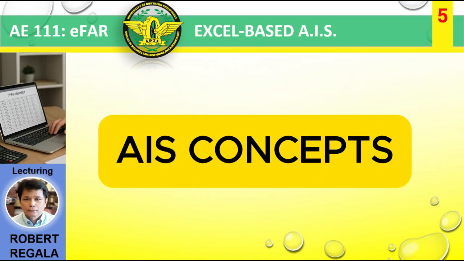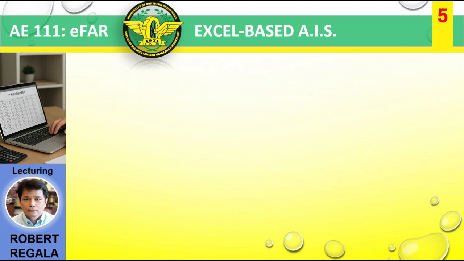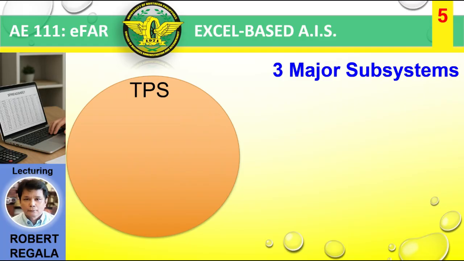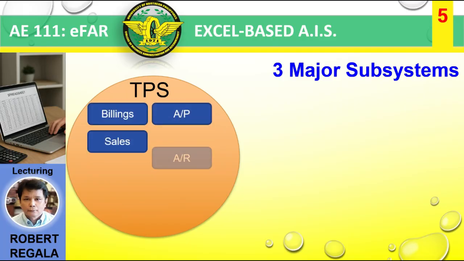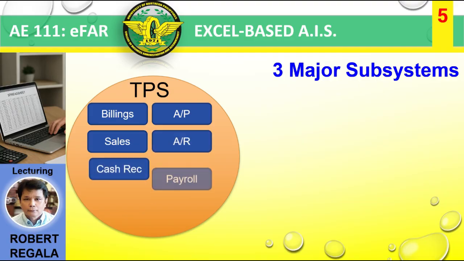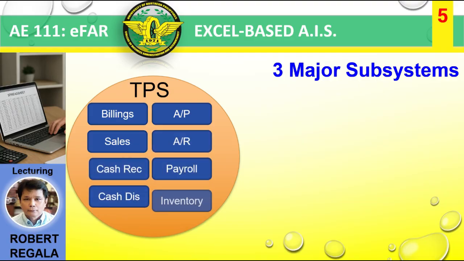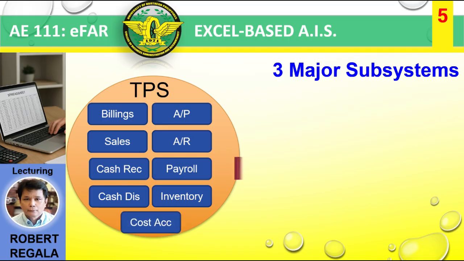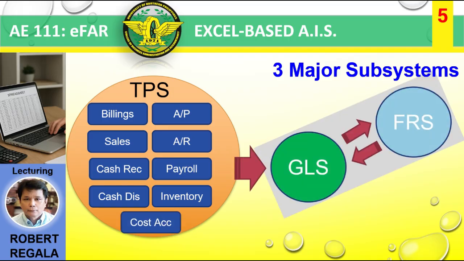Accounting information system concepts. The AIS is composed of three major subsystems, namely, 1. The Transaction Processing Systems, or TPS, which supports daily business operations with numerous reports, documents, and messages for users throughout the organization. 2. The General Ledger Financial Reporting System, or GLFRS, which produces the traditional financial statements, such as the income statement, balance sheet, statement of cash flows, tax returns, and other reports required by law.